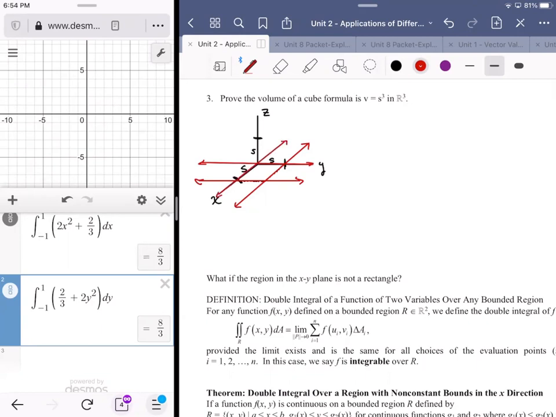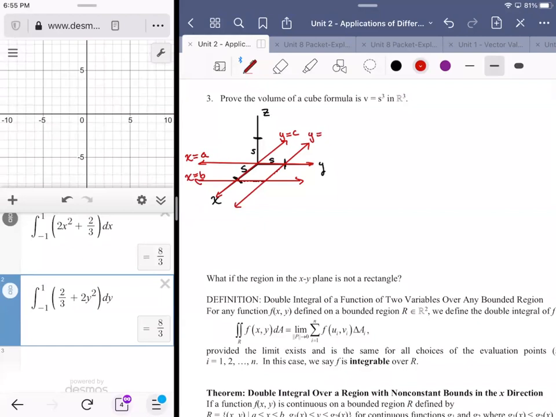We know that we're going to have a rectangular base region. It just looks like a parallelogram, right? So in terms of x, we're going out from x equals a to x equals b. I'm just keeping it like the rule, basically. And then we're going from y equals c to y equals d.